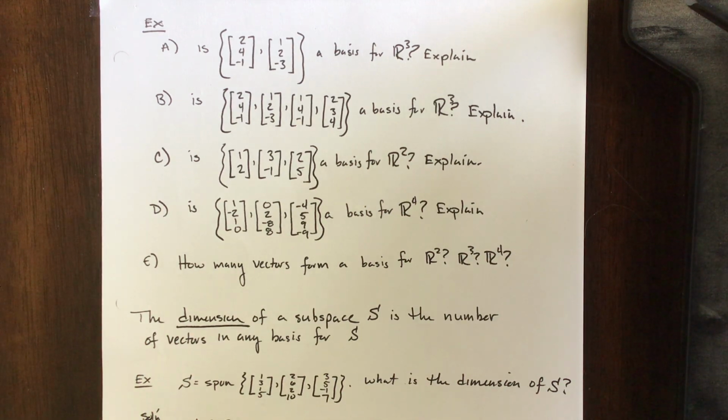Example A. Is the set of vectors (2, 4, -1) and (1, 2, -3) a basis for R3? Explain.